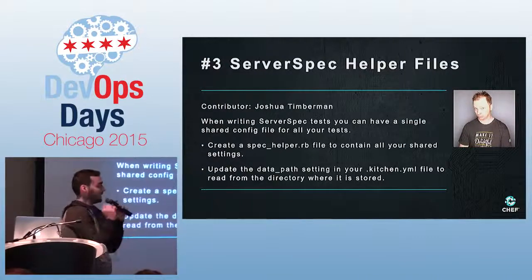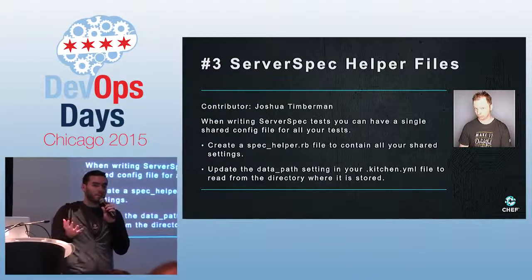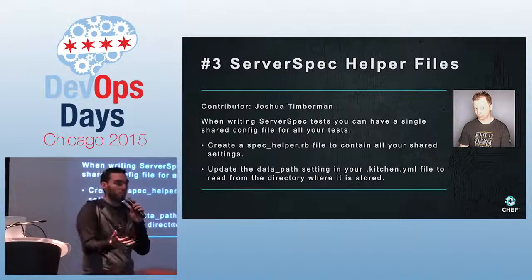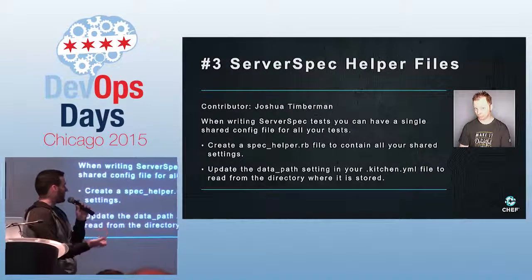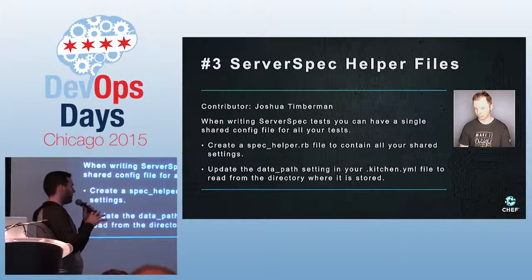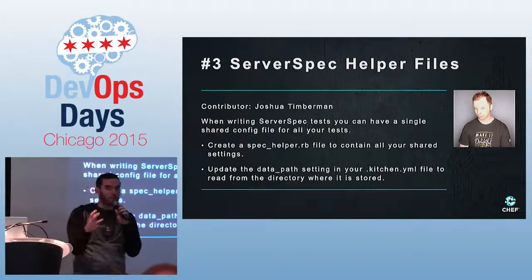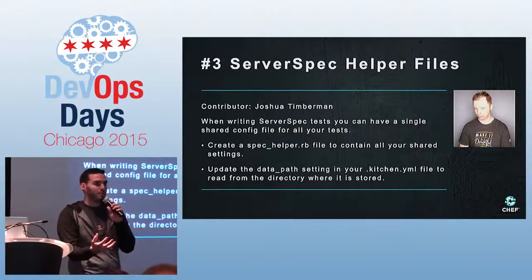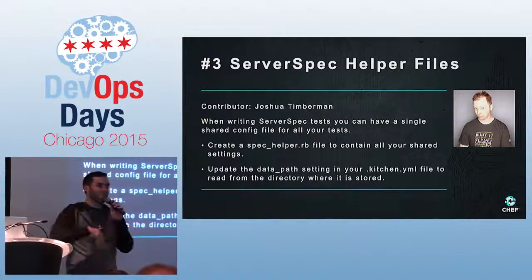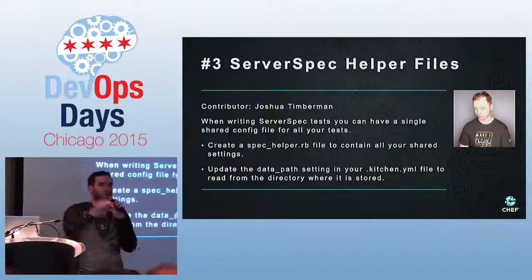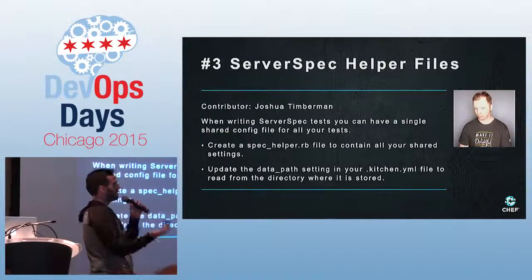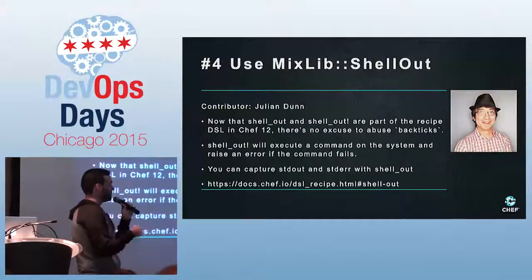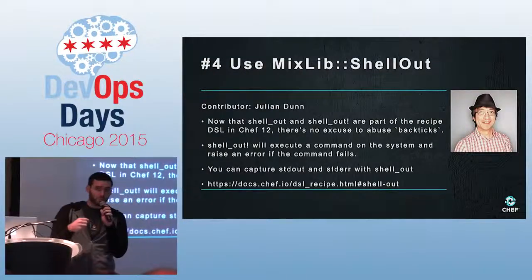So ServerSpec, for those of you who are doing testing using ChefSpec or Test Kitchen, having a spec_helper file allows you to manage all of your shared settings, and that cleans up your tests. If you have a consistent value that's going to be across all of your tests, rather than putting that in every single test, you can put it in your spec helper. You can also put fixtures in your data path.